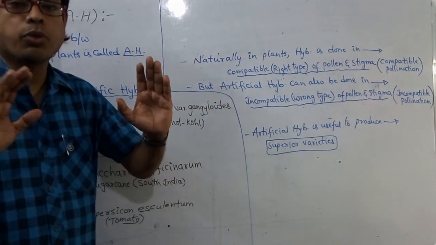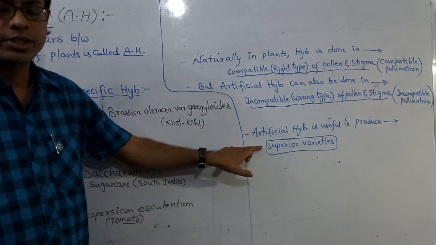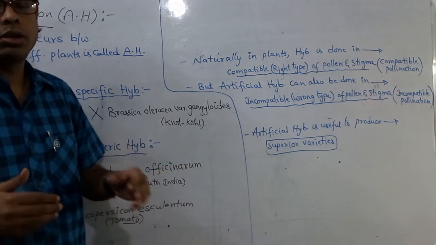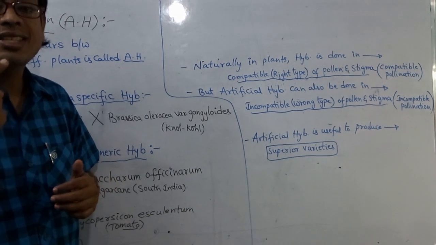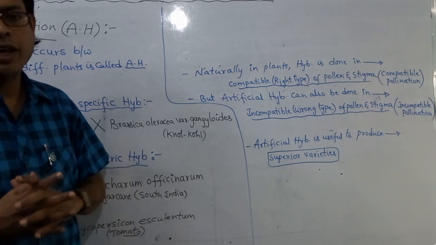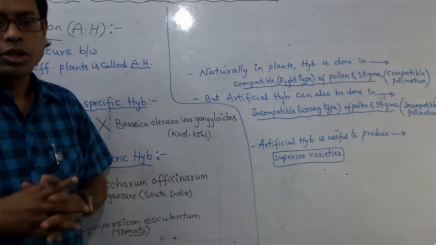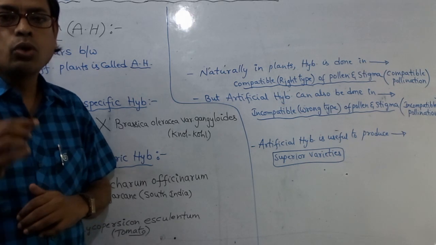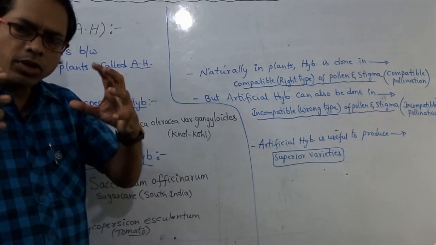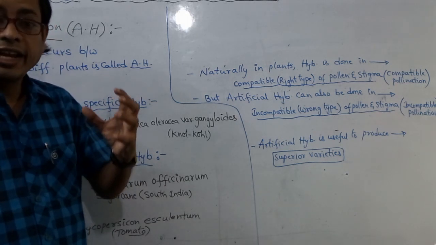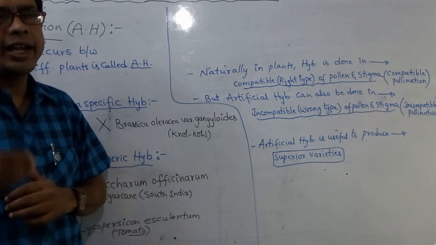Artificial hybridization is useful to produce superior, better varieties. In hundreds and thousands of crossings, only one crossing may be successful. A successful variety is not obtained every time. So crossing is a very time consuming and tedious process, which means so much risk is involved.